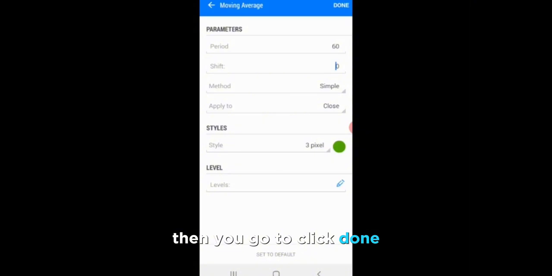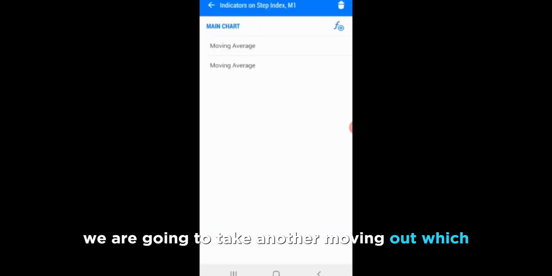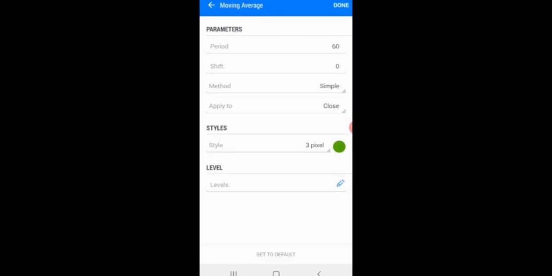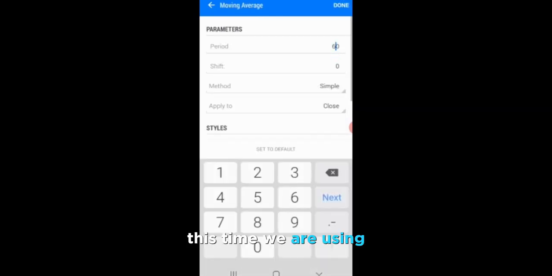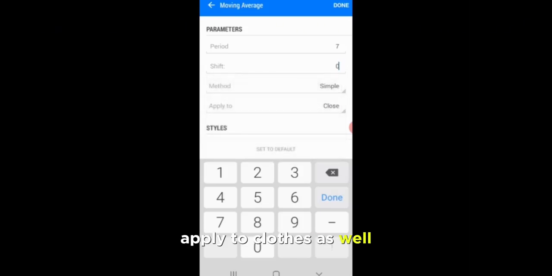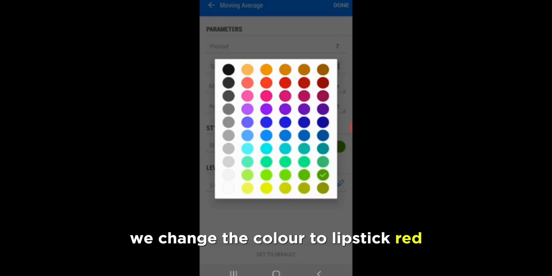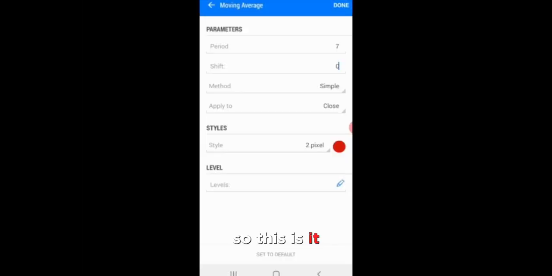Then you click done. So the next indicator, we are going to take another moving average. This strategy works well, so just follow it well and understand. This time we're using period 7 for the moving average. Period 7, shift 0, simple, apply to close as well. But this time we are using 2 pixels. We change the color to, let's take red.